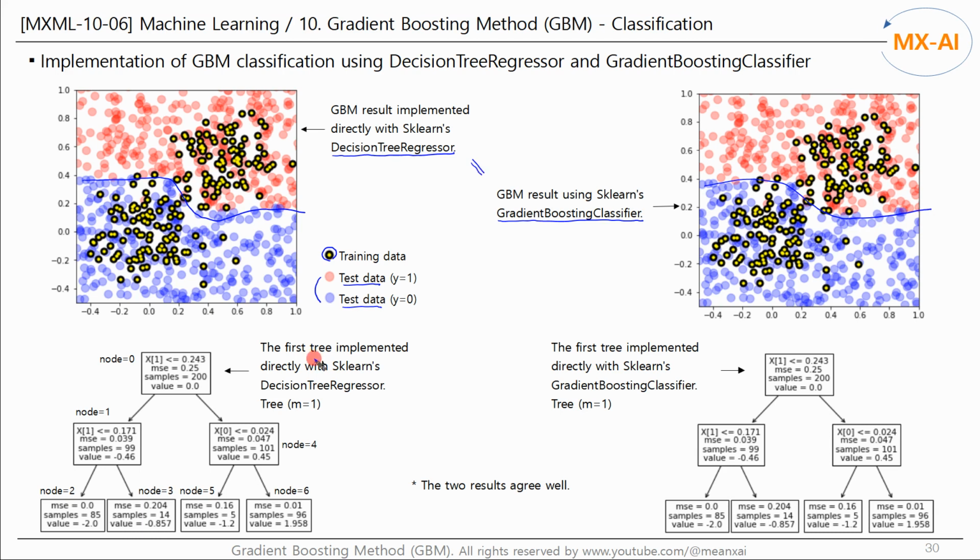Now we will compare the appearance of the first trees generated from the two models. The split point of the root node in the left tree is 0.243 of the feature x1. The result on the right is also 0.243 of the feature x1. In this way, you can see that all split points are the same.